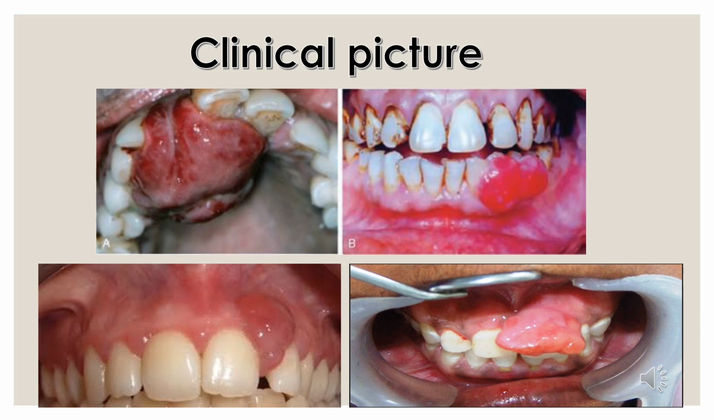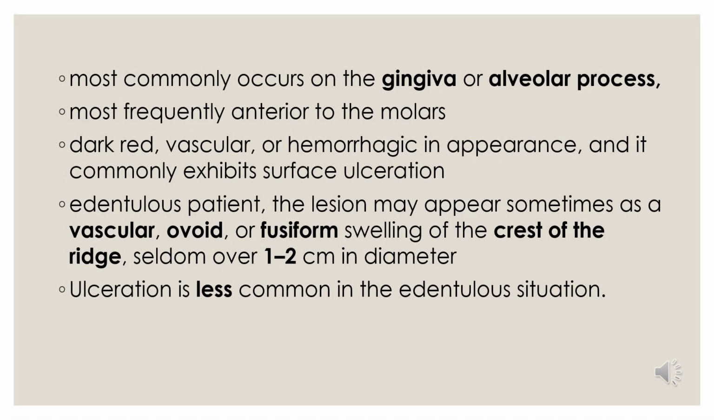Clinical picture of peripheral giant cell granuloma. Peripheral giant cell granuloma most commonly occurs on the gingiva or alveolar process, most frequently anterior to the molars. It appears dark red, vascular, or hemorrhagic, and it commonly exhibits surface ulceration. In the edentulous patient, the lesion may sometimes appear as a vascular, ovoid, or fusiform swelling of the crest of the ridge, seldom over 1 to 2 cm in diameter. Ulceration is less common in the edentulous situation.